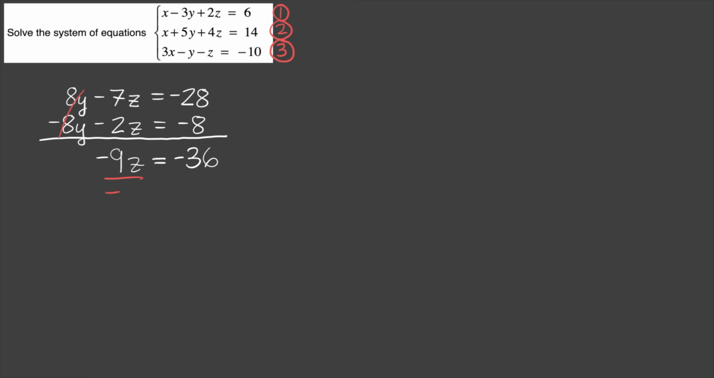So we divide by negative 9. The 9's cancel. We get z equals negative 36 over negative 9, which is positive 4. All right, so we have one of our three variables. We have the z value. Next, we want to plug that into one of these two equations here so we can solve for y. So I'm going to plug it into this equation here, the top equation, 8y minus 7z equals negative 28.